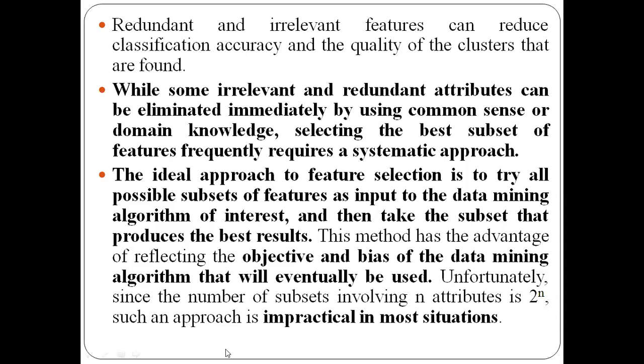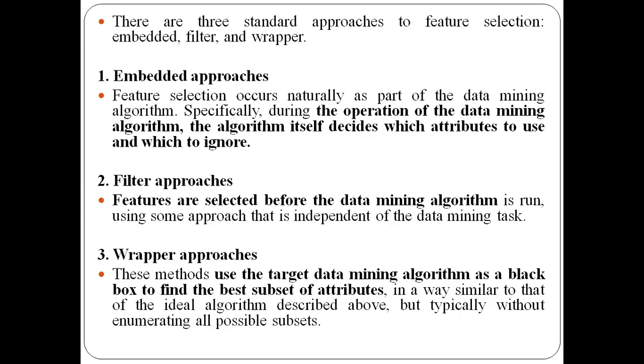So if there are 3 attributes or features like student name, age and marks, the total number of subsets will be 2 raised to 3, that is 8. 8 subsets will be there. So I need to consider all these possible subsets as the input to the data mining algorithm, and then choose the subset that gives me the best result. Whichever subset gives me the best result, I can consider as the ideal features for my data mining algorithm. Okay.